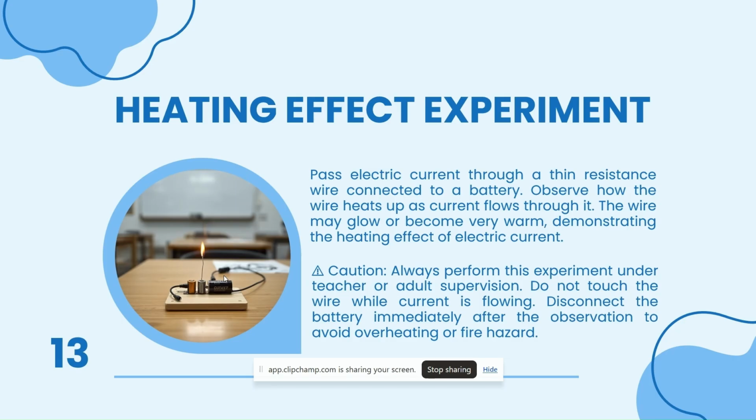Heating effect experiment. You can see the image here. Pass electric current through a thin resistance wire connected to a battery. Observe how the wire heats up as current flows through it. The wire may glow or become very warm, demonstrating the heating effect of the electric current. Always perform this experiment under teacher or adult supervision. Do not touch the wire while current is flowing. Disconnect the battery immediately after the observation.